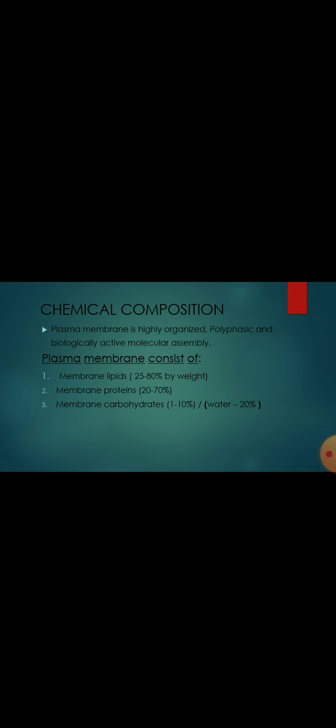Lipids are 25 to 80% by weight, proteins are 20 to 70%, carbohydrates are 1 to 10% and the excess water is 20%. The proportion of lipids and proteins in a biomembrane is highly variable. In the myelin sheath of nerve fibers, lipids and proteins exist in the ratio 9:1. Membrane carbohydrates occur in greater abundance in the eukaryotic plasma membrane than in prokaryotes.